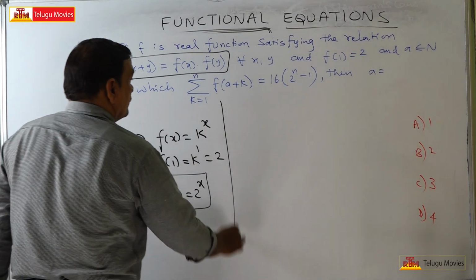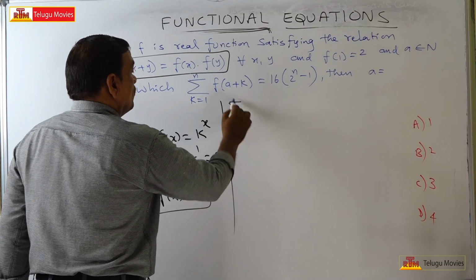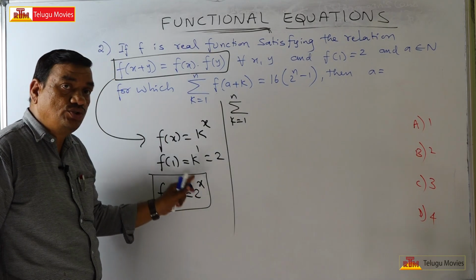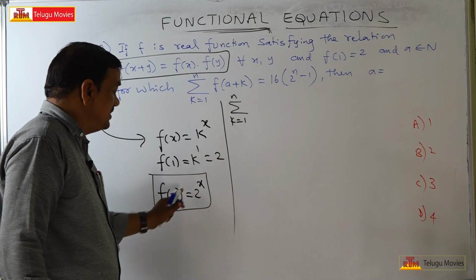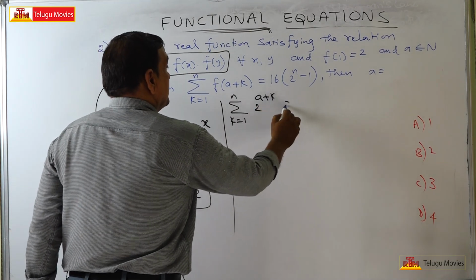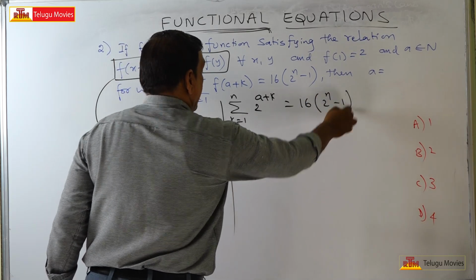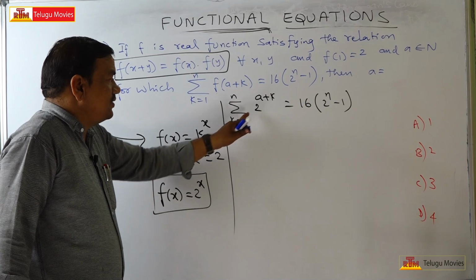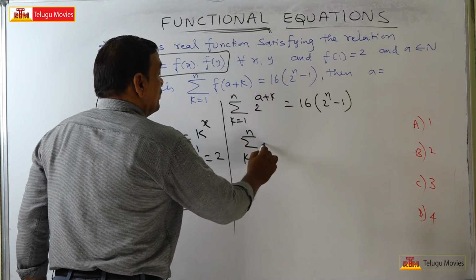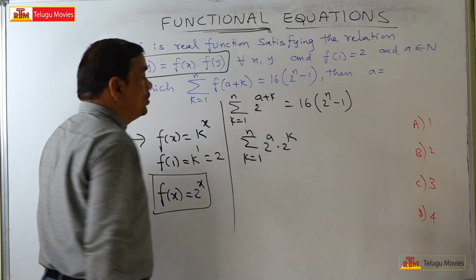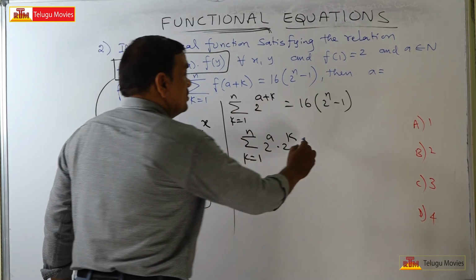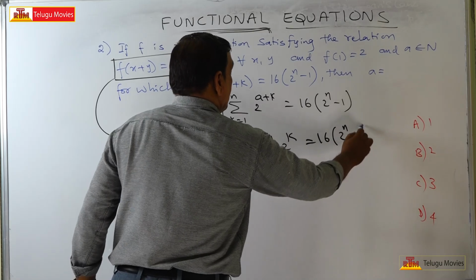What is that condition? Sigma k runs from 1 to n of f of a plus k. That means if f of x is 2 power x, then f of a plus k means wherever x is there, a plus k will come. So that is the sum of 2 power a plus k, equal to 16 times 2 power n minus 1. Now 2 power a plus k we can write as sigma of 2 power a into 2 power k. Why? Because a power m plus n is equal to a power m into a power n.